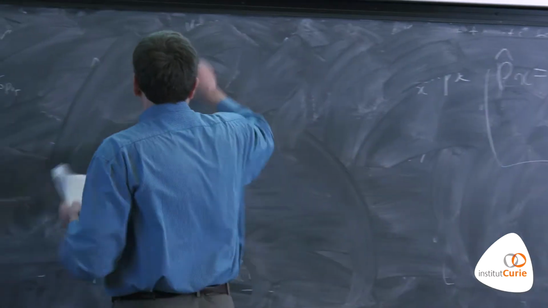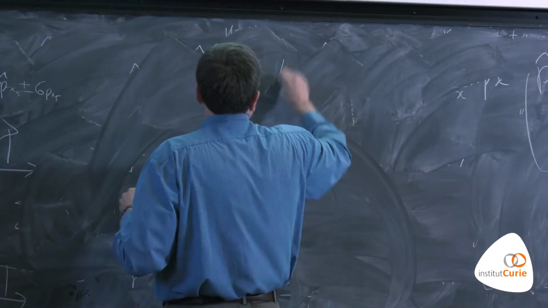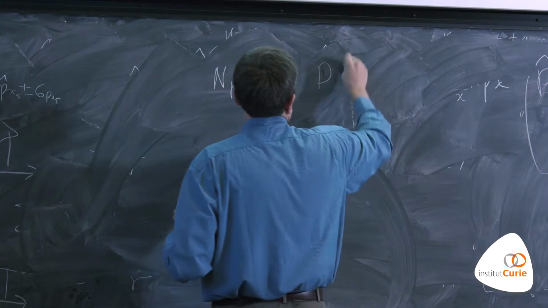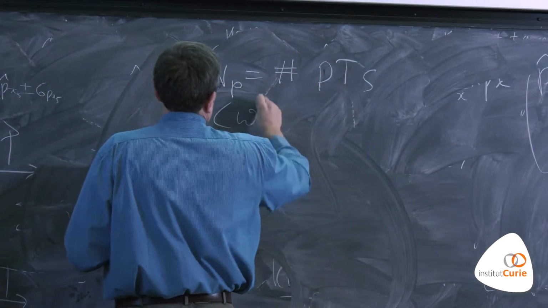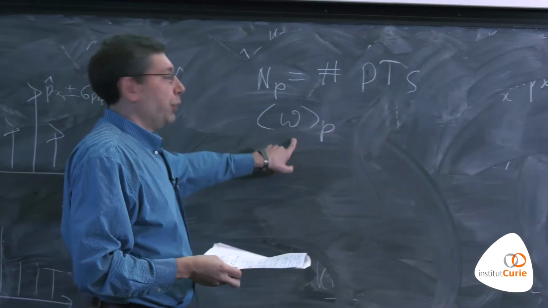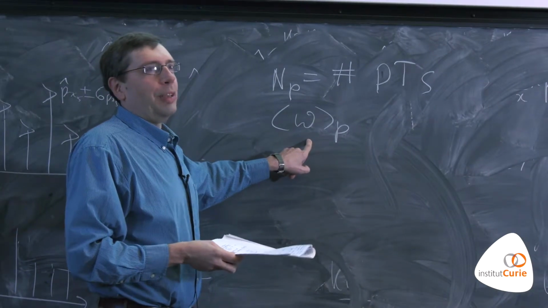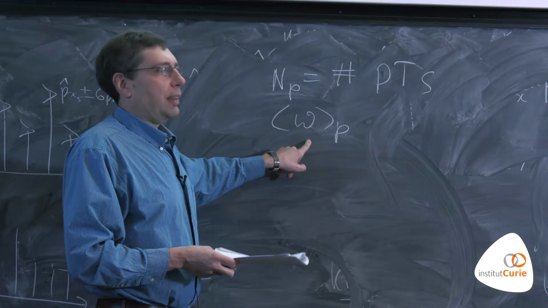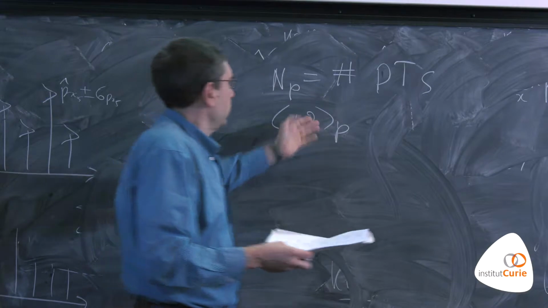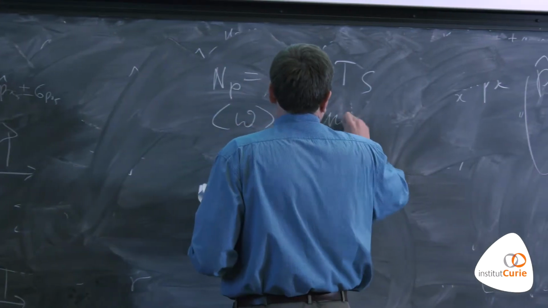Say NP is the number of pseudo-targets. Let me call them PT, pseudo-targets. Because you've designated them by hand, you know this, right? You know that you chose 5 nodes with 4 links and 5 nodes with 2 links. So this is known.